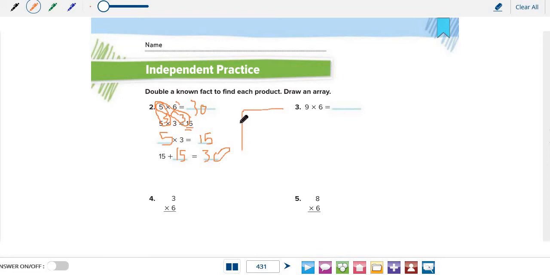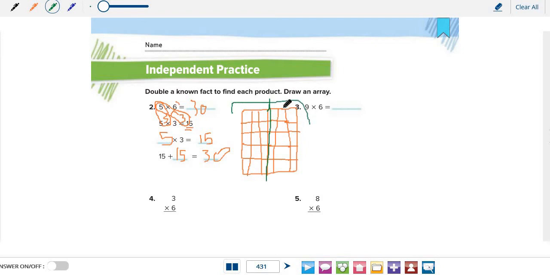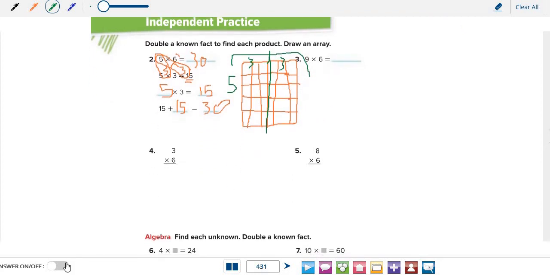We have 5 rows, and we have 6 columns in all. Then we decompose this array into 2 equal arrays, 5 rows of 3 and 5 rows of 3. Now it's your turn, grade 3, so please try to solve these questions by yourself, and then when you finish, you can check your answers here.